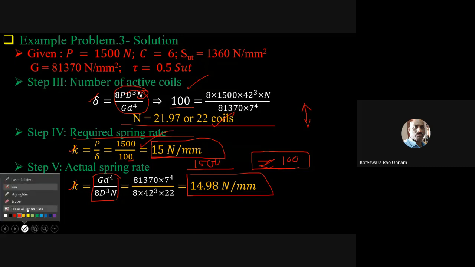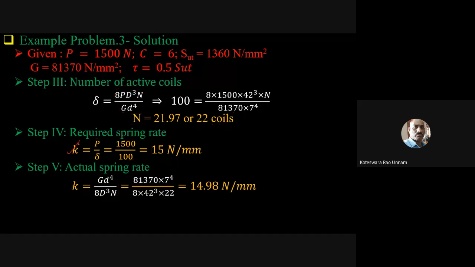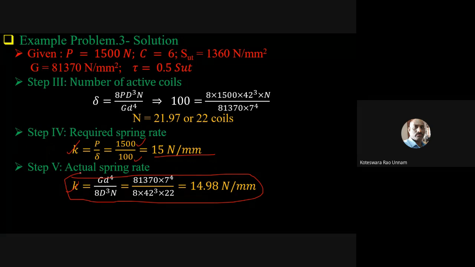So in this particular problem, he asked us to compute the required spring rate and actual spring rate. These are the relations you need to use. The required spring rate is from the requirement, so your load requirement and the deflection requirement. From that you will get it. The actual spring rate is from the spring parameters. This is how you can solve this problem also.